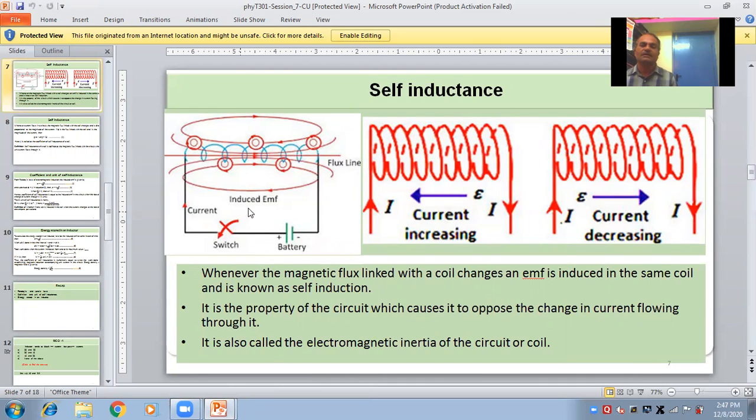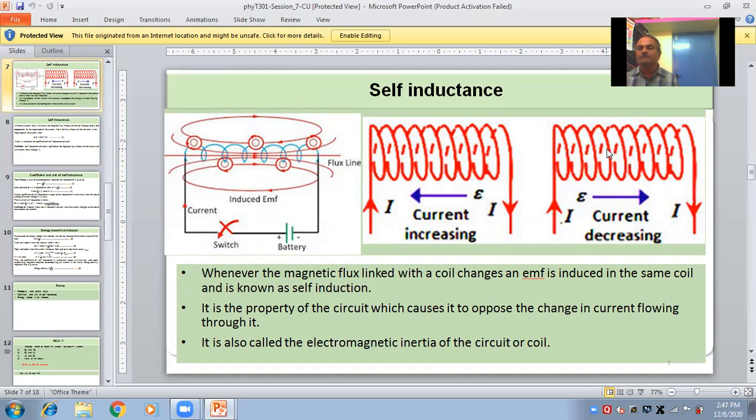Here the same experiment is there. Current increasing, actually the arrow mark should be towards the right side, it is on the left side, but here it is written that current increasing means you are moving the bar magnet suddenly towards a coil. So the flux is increasing in the coil, which leads to induction of more EMF in the coil, and that leads to an increase in the current.